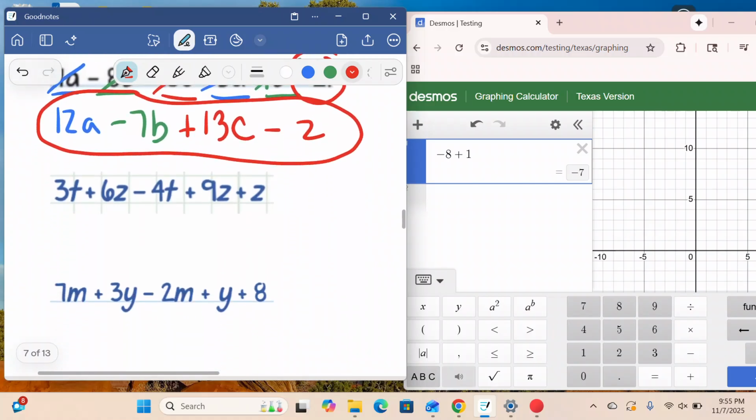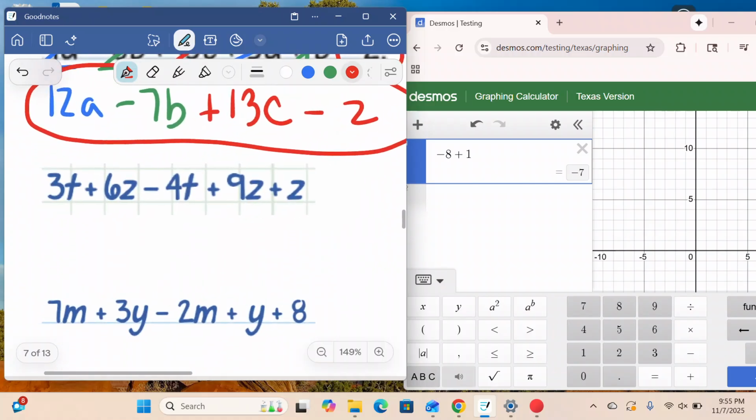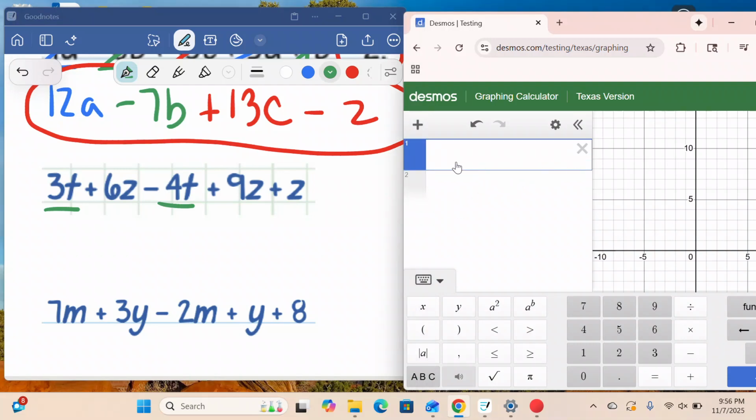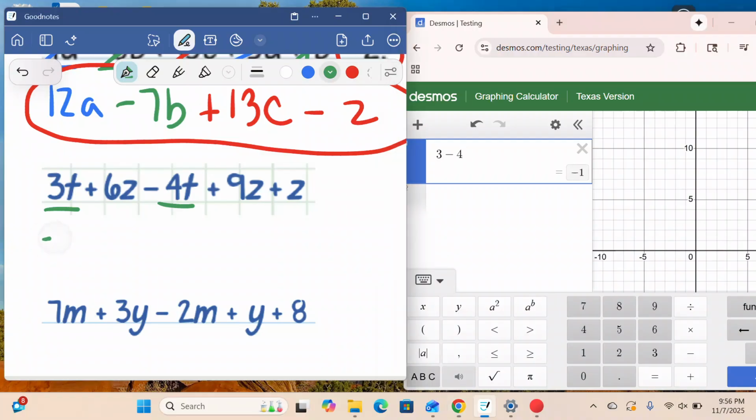The next one that I'm going to be doing is T's and Z's. So what I'm going to do is I'm going to underline all my T's, and mathematically it's always logical to put them in alphabetical order. So I have a positive 3T and a negative 4T. So what I'm going to do, if I don't know how to do the integers, I'm going to put 3, and then I go minus 4, and that gives me a negative 1T. I got rid of my T's. I am done with my T's.